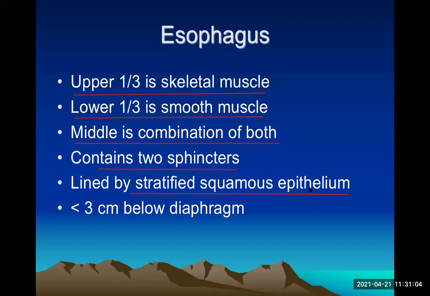Sometimes this stratified squamous epithelium is converted into columnar epithelium because of reflux of the acid from the stomach side, and that is known as Barrett esophagus, which is part of today's lecture. So when we move further, one of the small topics is Barrett esophagus. We are going to talk about that. Only less than 3 centimeter lies below the diaphragm. In some textbooks, it is mentioned as around 1.5 centimeter also. Okay, so just remember a very small part is there.